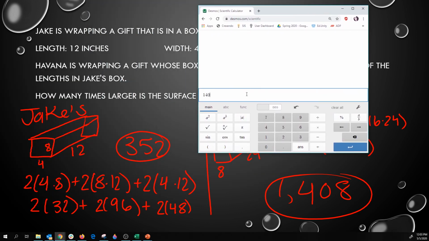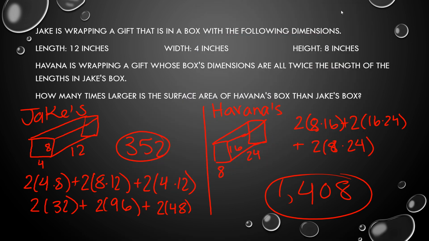So 1408 divided by 352 gives us 4. So Havana's surface area is 4 times larger. So we would want to put a 4. So 4 times larger.